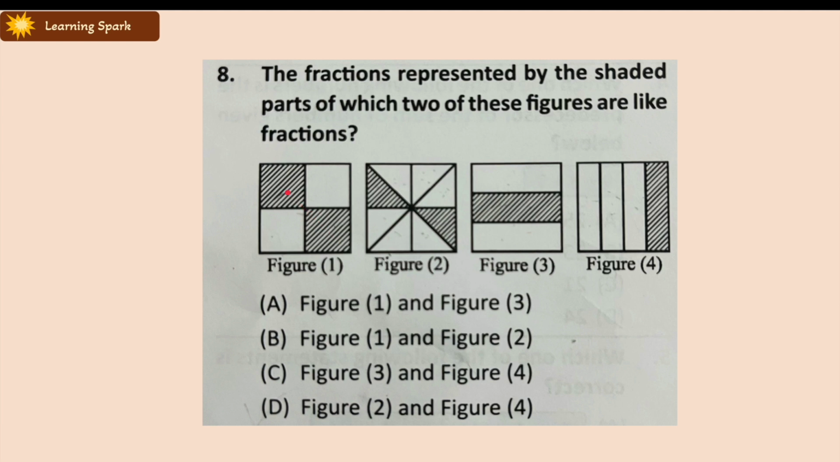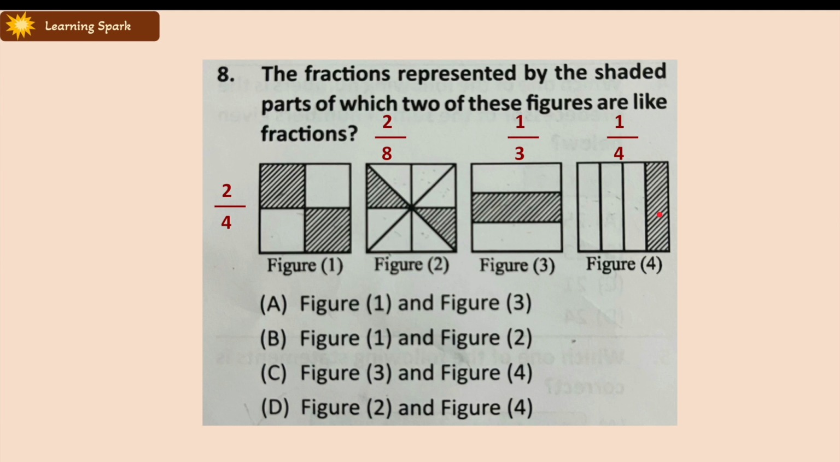For figure 1, it will be 2 by 4 because the total number of divisions is 4 and 2 are shaded. So 2 shaded parts by total number of parts, 2 by 4. For the second one, there are 1, 2, 3, 4, 5, 6, 7, 8 parts and 2 are shaded. So 2 by 8. Third one, 1, 2, 3, total 3 divisions. So denominator is 3 and numerator is 1. 1 is shaded, so 1 by 3. And fourth one, 1, 2, 3, 4, total 4 parts and 1 is shaded, so 1 by 4.